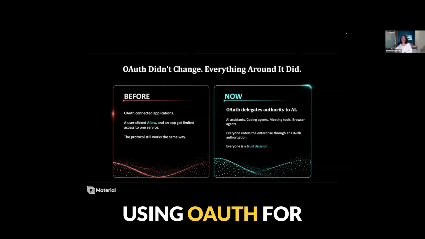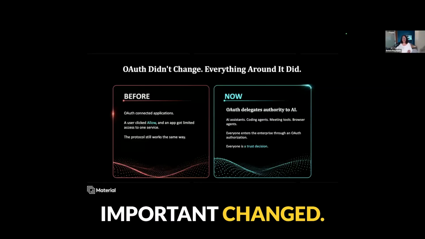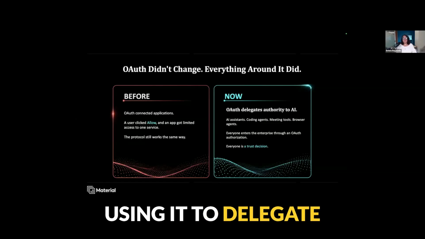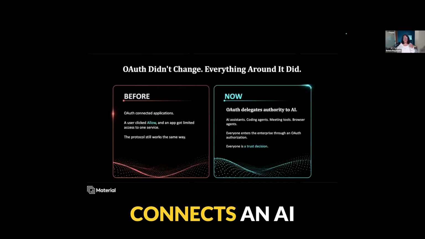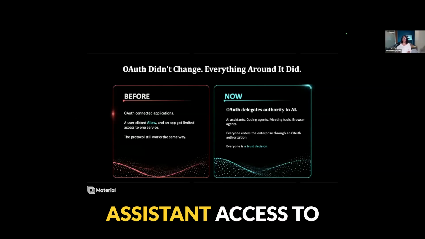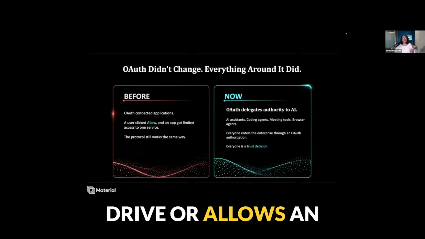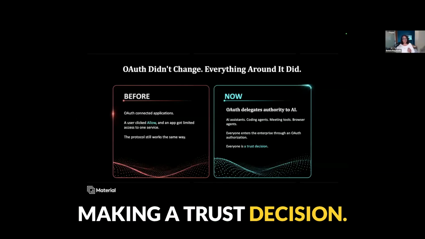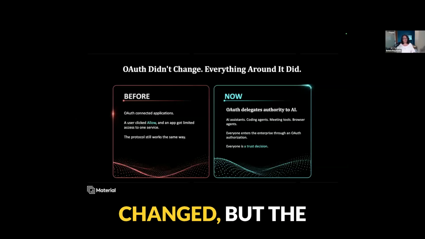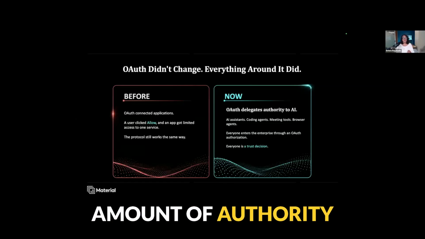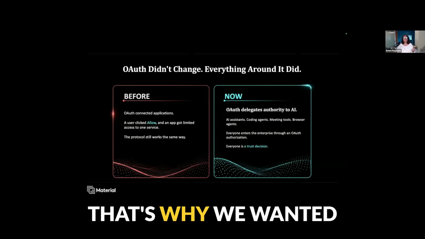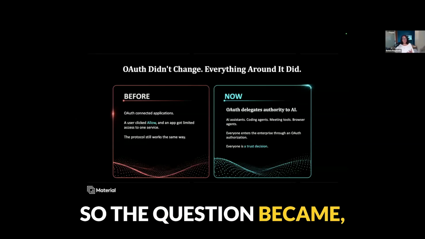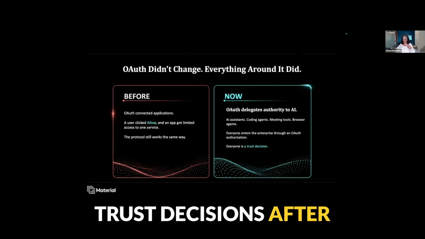Most of us have been using OAuth for years, but something important changed. We stopped using OAuth primarily to connect applications to each other. Now we are using it to delegate authority to AI. Every time someone connects an AI assistant to Gmail, or gives a coding assistant access to Drive, or allows an agent to interact with calendars, documents, or contacts, they are making a trust decision. The protocol hasn't changed, but the amount of authority we are delegating through it has. That's why we wanted to understand what these trust decisions look like at scale. So the question became, what happens to those trust decisions after someone clicks allow?